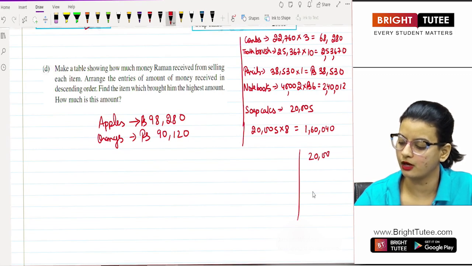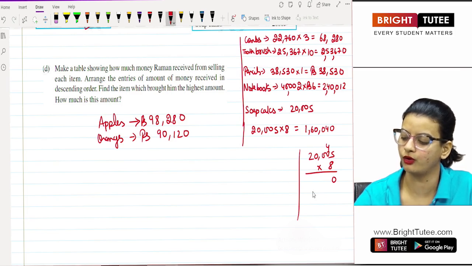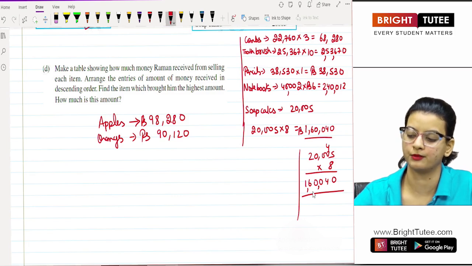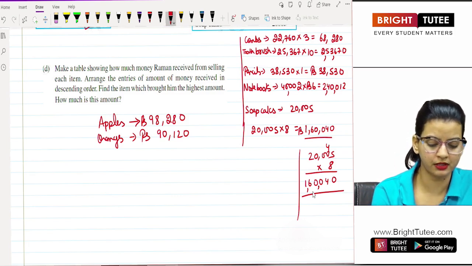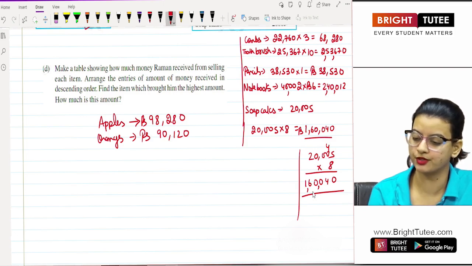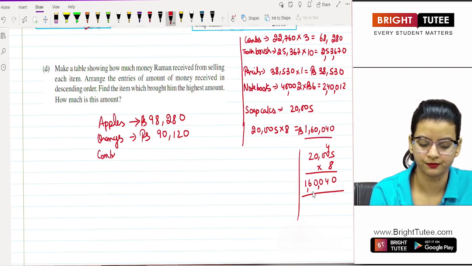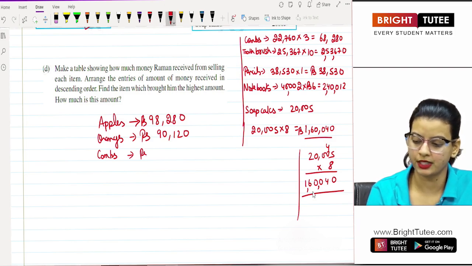20,005 into 8. So 8 into 5 is 40, so 0 carry over 4. 8 into 0 is 0, we have got 4. Now 8 into 0 is 0, 8 into 0 is 0, and 8 into 2 is 16. Now putting commas, we get 1,60,040 rupees. So this much he got by selling soap cakes. Now let me put this in the table. Apples, oranges we have written. Combs, he got rupees 68,280.